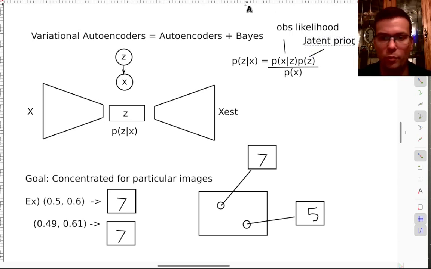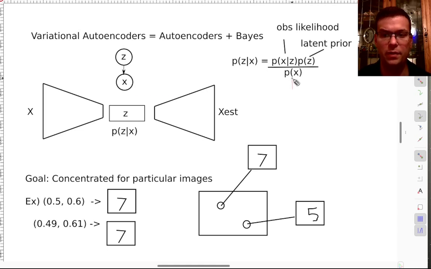I'll talk a lot more about that in a moment. But that's actually something we can model, or that we can choose. This is where we get a little bit of control. We can say, this is what I want your latent space to look like.